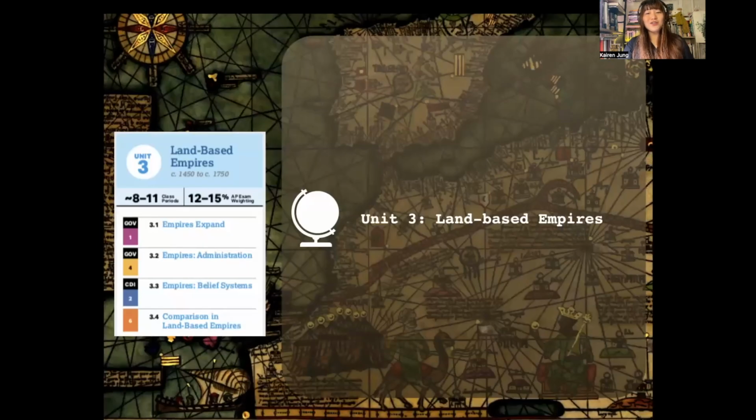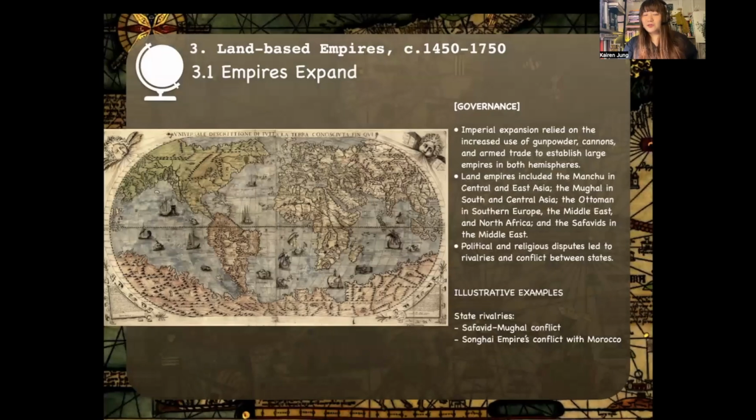Now we're on to Unit 3 of land-based empires. In terms of governance, imperial expansion relied on the increased use of gunpowder, cannons, and armed trade to establish large empires in both hemispheres. Land empires included the Manchu in Central and East Asia, the Mughal in South and Central Asia, the Ottoman in Southern Europe, the Middle East and North Africa, and the Safavids in the Middle East.